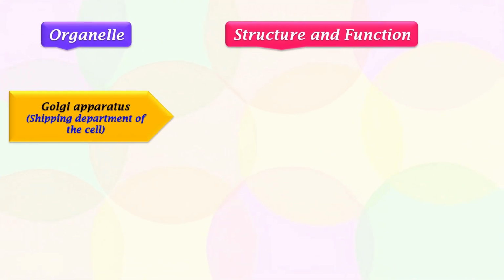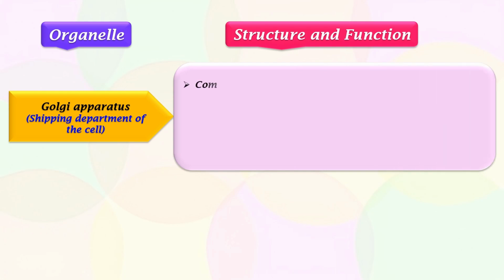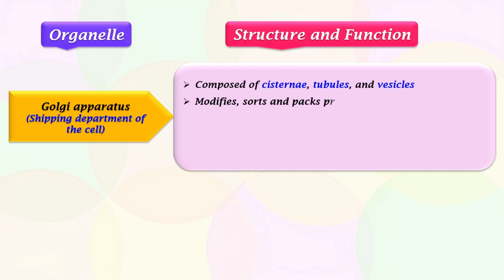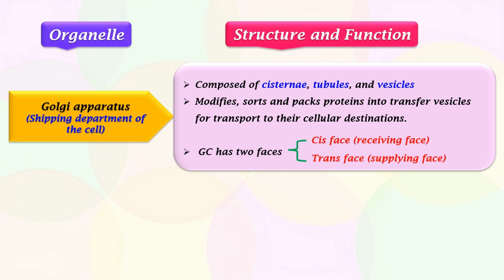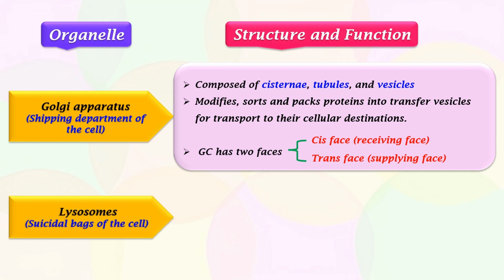Golgi apparatus is considered as the shipping department of the cell. It is composed of cisternae, tubules, and vesicles. The main function of Golgi apparatus is that it modifies, sorts and packs proteins into transfer vesicles for transport to their cellular destinations. Golgi complex has two faces. Cis face, which is called the receiving face, and trans face, called the supplying face.